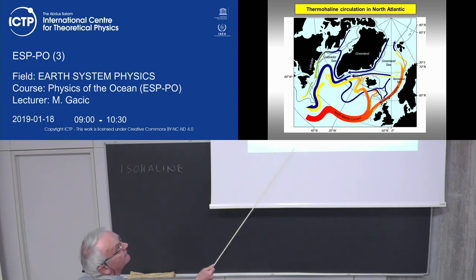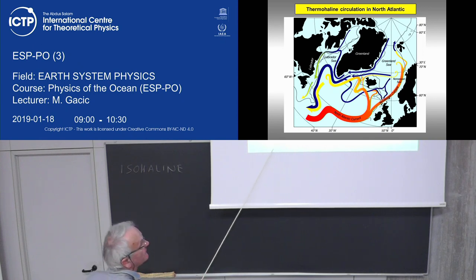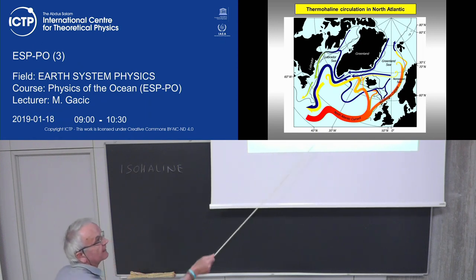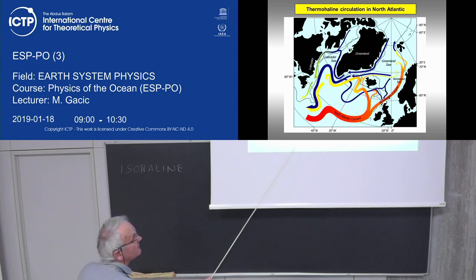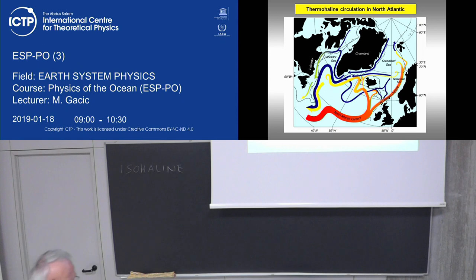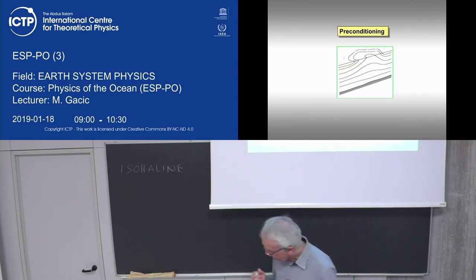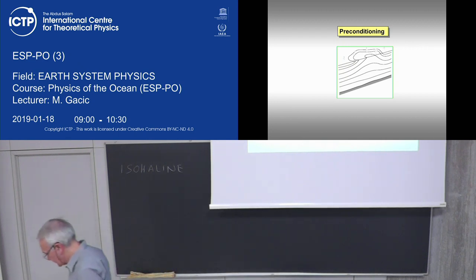Already at the surface, you can see that there is a northward or eastward North Atlantic Current, and then there is a return cold current here, which guarantees the continuity of water volume from the equation of continuity. Okay, we will come back to this picture later on.